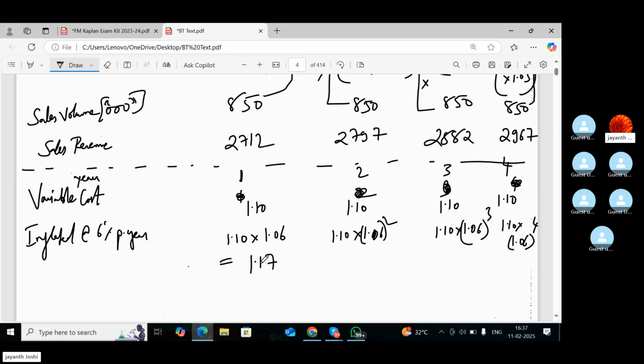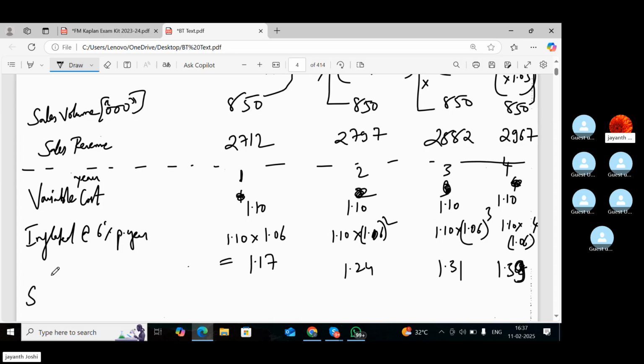Then you can do one thing, you can just directly take these values and multiply by 1.06, you'll get the answer. 1.24, 1.31, 1.38. Everyone just calculate and tell me. Okay, next.